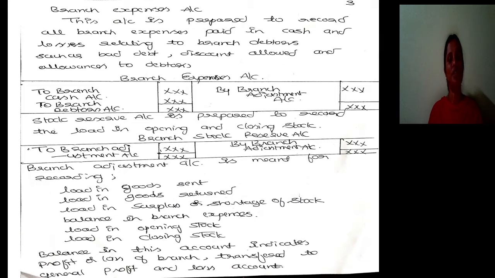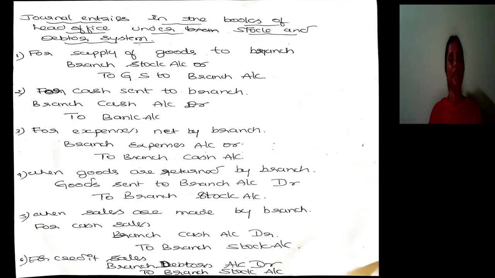So the branch adjustment account balance will be transferred to the general profit and loss account. So these are the various accounts which we prepare under the stock and debtor system. Let me concentrate on journal entries under the stock and debtor system so that you will come to understand where a particular transaction will get posted after entering in the book of original entry, known as the journal.